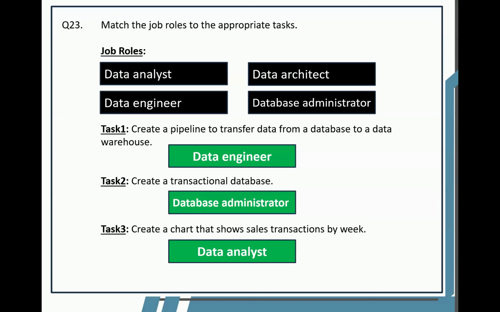Typical responsibilities include deciding which data stores to use, for example, data lake versus data warehouse versus operational DB, and how data flows across systems.